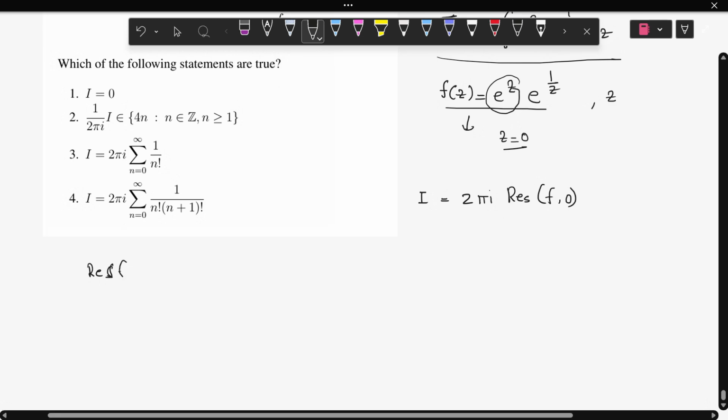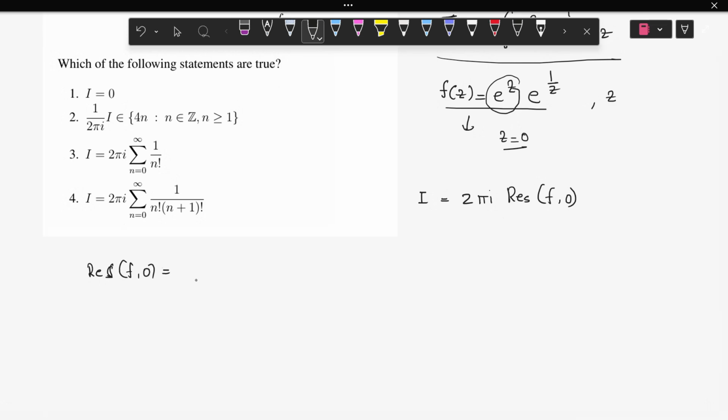The residue of f at the point 0 is the coefficient of 1 by z in the series expansion of f about the point 0, right? I'm saying it again: the residue of f at the point 0 is the coefficient of 1 by z in the series expansion of f about the point 0. So I have to find the coefficient of 1 by z; I have to find the series expansion of f.